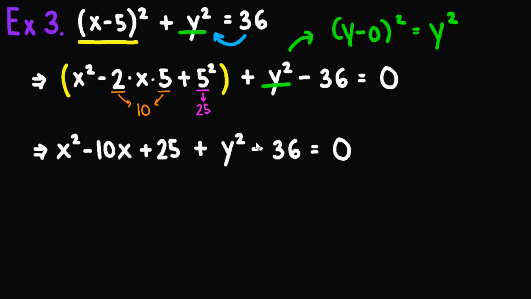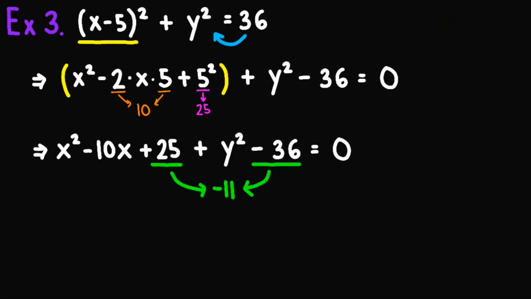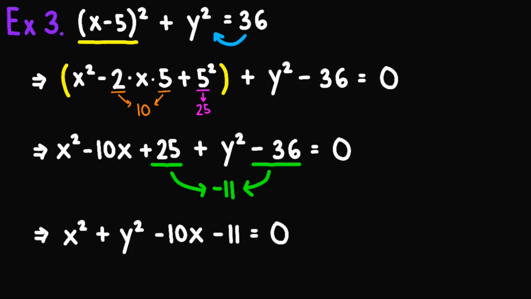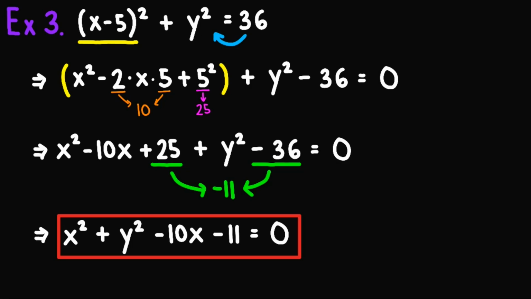And similar to our first 2 examples, in here, take note that we can add 25 and negative 36, so the outcome would be negative 11. So given that, again rearranging some of these terms to our desired outcome, we'll have x squared plus y squared minus 10x minus 11 equals 0. Since this is already the simplest form, we can't really do anything about it, so we conclude that this is the final answer. So we converted the center radius form into its standard form.